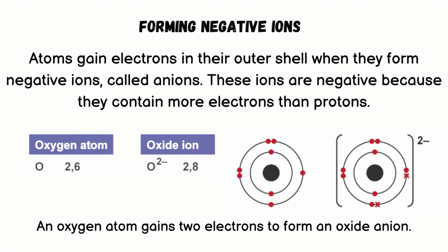Formation of negative ions. Atoms gain electrons in their outer shell when they form negative ions called anions. These ions are negative because they contain more electrons than protons. As you can see here, the electronic configuration of an oxygen atom is 2,6, and the oxide ion O2- is 2,8. An oxygen atom gains 2 electrons to form an oxide ion.